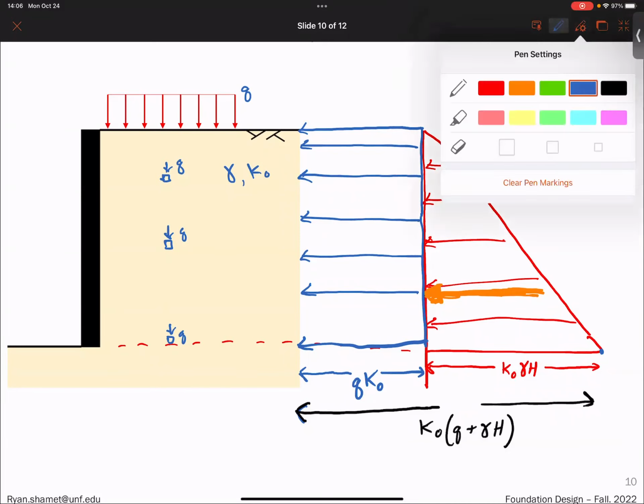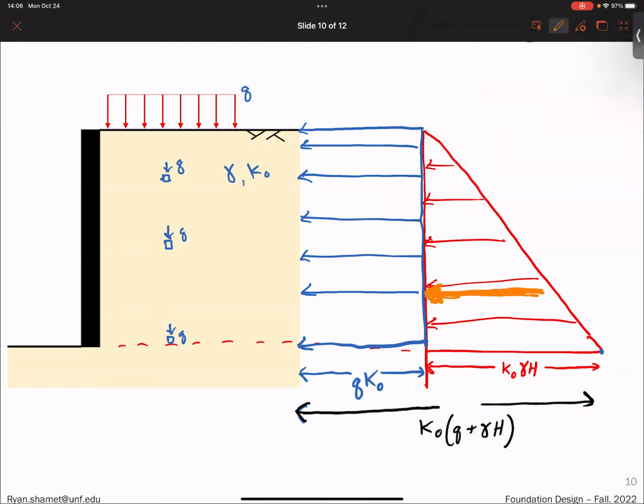So with this one though, the resulting force, let me try to see if I can draw it. The resulting force here is acting in the middle, right? So that means this is acting H divided by 2, so halfway up the wall. This one is acting H divided by 3, a third of the way up the wall. So it makes the statics a little bit harder, but we can still find the result in that way.